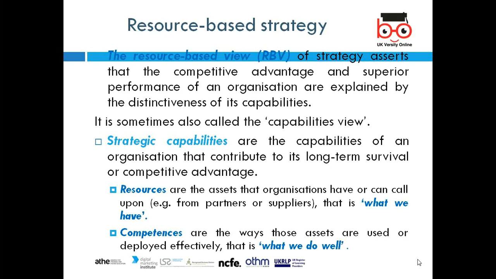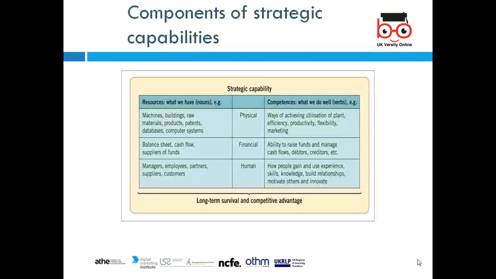The competitive advantage and superior performance of an organization is examined through different sorts of capabilities. Capabilities contribute to an organization's long-term survival or competitive advantage. Resources are assets the organization has, what we have. Competencies are the way those assets are used. A lot of countries say they are rich in resources, but they're not developed. Like Saudi Arabia has a lot of natural resources, but we need to think about the competencies, how we use and deploy the resources effectively to move from developing to developed. Look at the competency side, how well we utilize it.